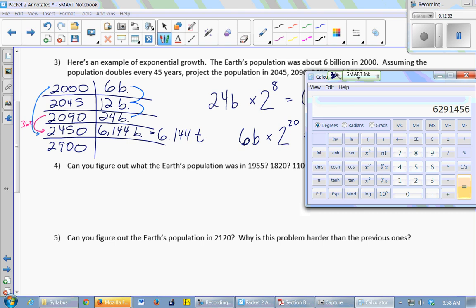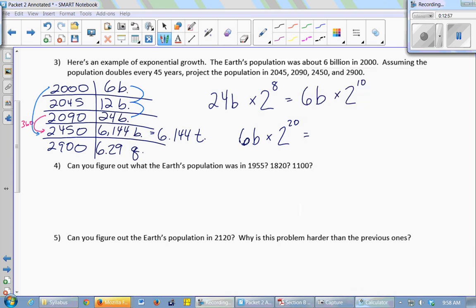I'm not going to try to mess you up with place value. But this number is 6.29 quadrillion. You just say 6.29 quadrillion. Clearly, the Earth cannot sustain this kind of growth, right?